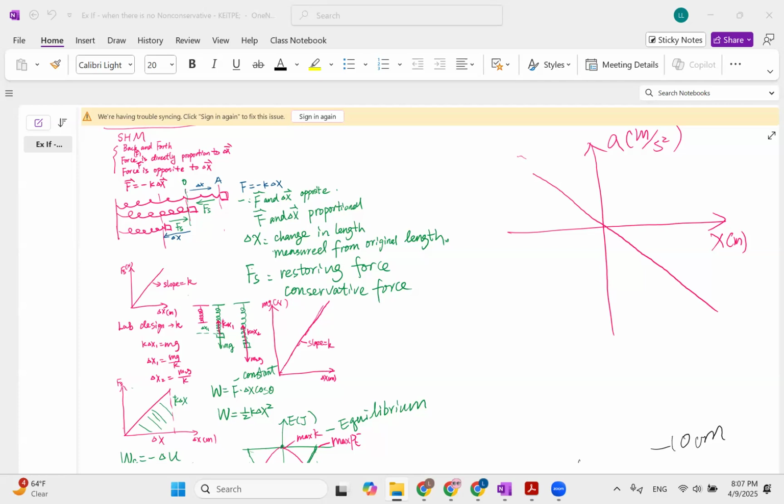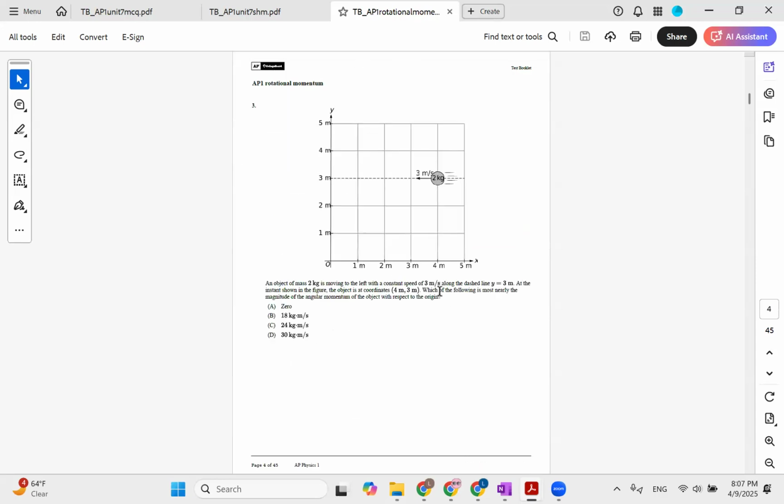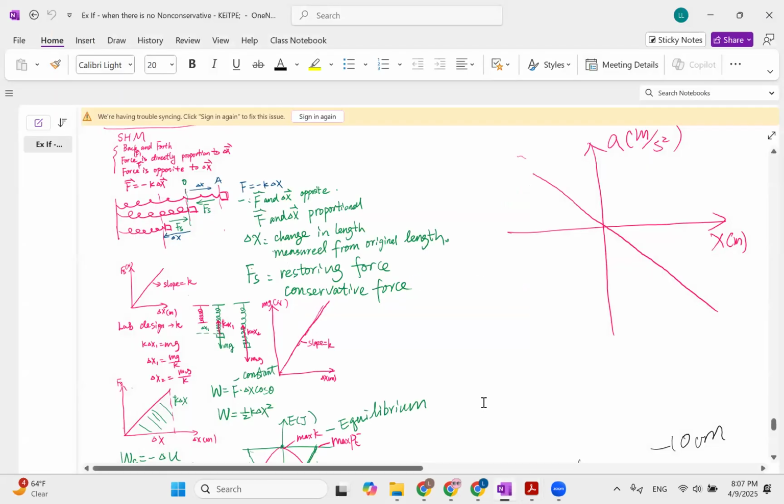The restoring force is always opposite and proportional to the delta x. And also, simple harmonic motion is like back and forth, and it's F equals negative k delta x.